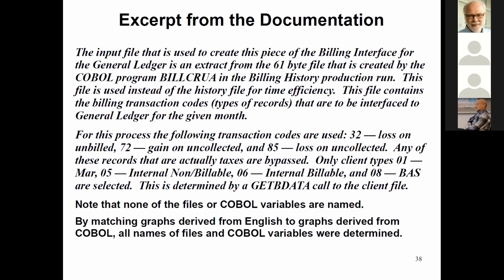And Aaron's parser was able to parse these sentences only because it first analyzed the COBOL. So the COBOL had all this information in it. When it came up with a word like bill CRUA, that's not in your English dictionary, but it found that in some COBOL program. It was the name of a program. And in that program, it found all these transaction codes. And then it says, get B data to the client file. All of this is in the COBOL program. So it used the information from the COBOL program to interpret the English documentation.